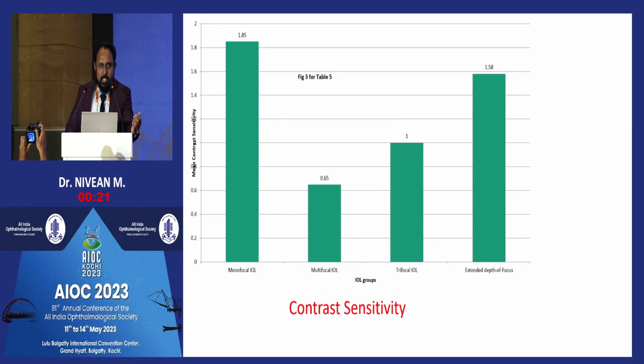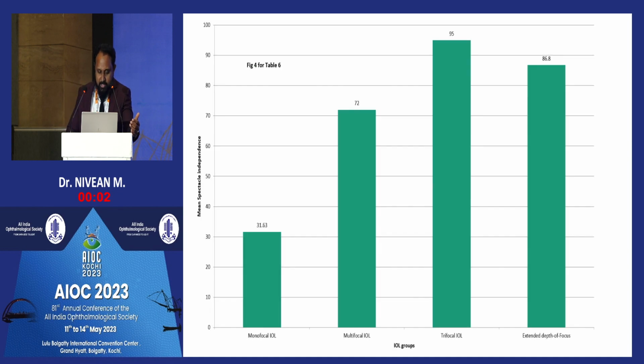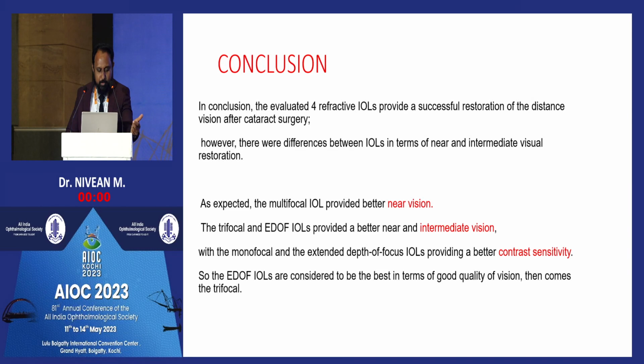So as far as the contrast, yes, it is very evident that monofocals and EDOF lenses have the best contrast sensitivity, as there are no rings. It is almost as normal as our normal lens. And multifocals was the least, and trifocals were far better because of the reasons I told you, because of the sizing and the shaping of the rings that are there in the lenses. So the spectacle independency was the maximum for trifocal lenses and EDOF lenses as compared to the multifocals and monofocals.